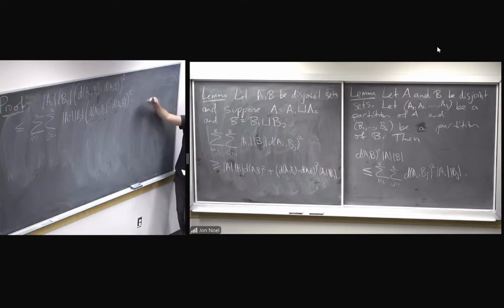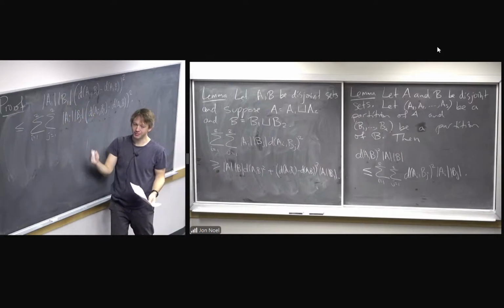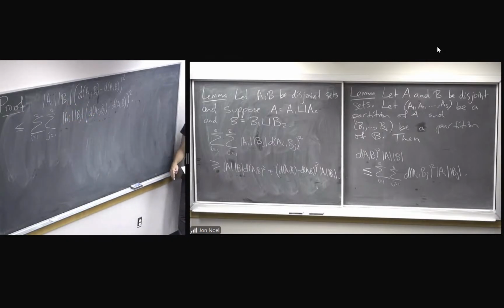Is it clear how I go from here to here? Just the i equals 1, j equals 1 term is this one. Now I'm just summing over all of them. Okay, now let's just expand this square and see what happens.